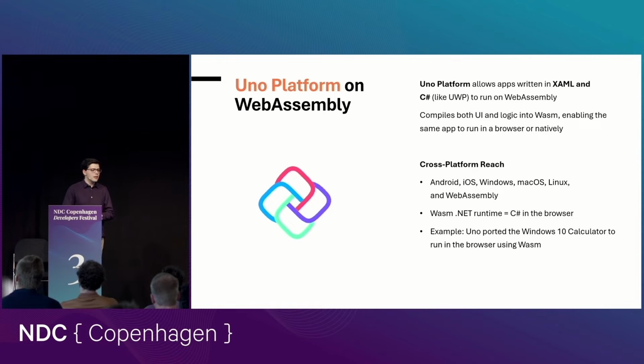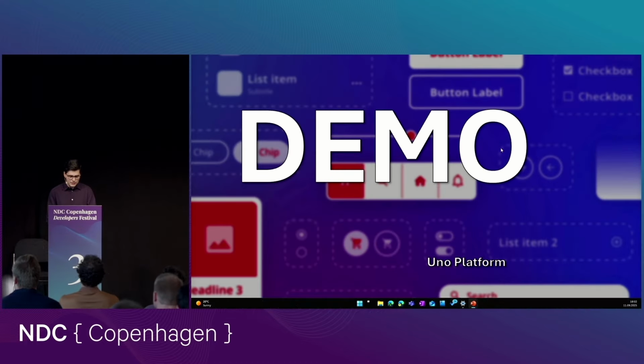So UNO allows you to write apps in XAML and C#, the same API set as UWP or now WinUI SDK, to run on a bunch of different platforms as well as WebAssembly. It has the Wasm .NET runtime, which means C# in the browser. And a great example I can show you in our next demo is the actual Windows 10 calculator, which is running on WebAssembly. So let me actually do that very quickly.